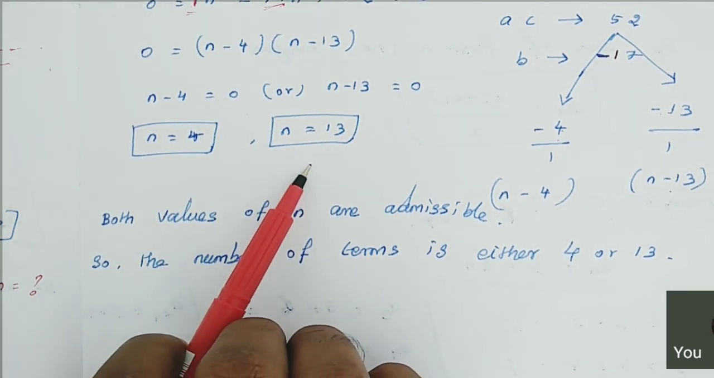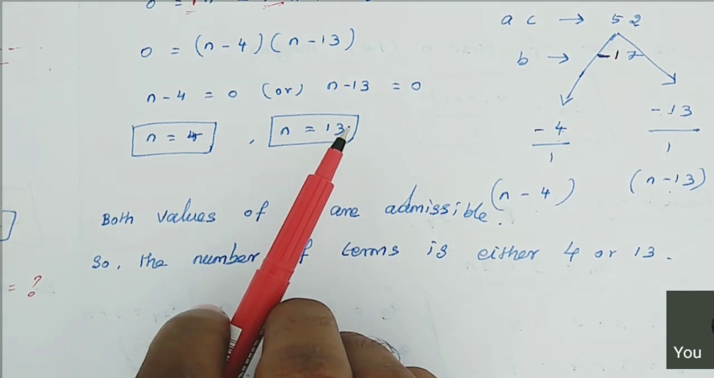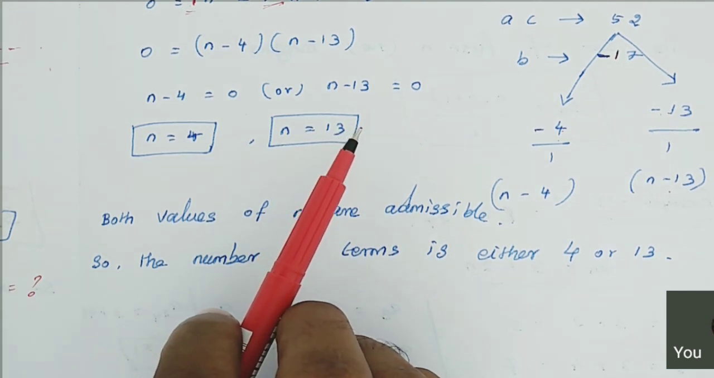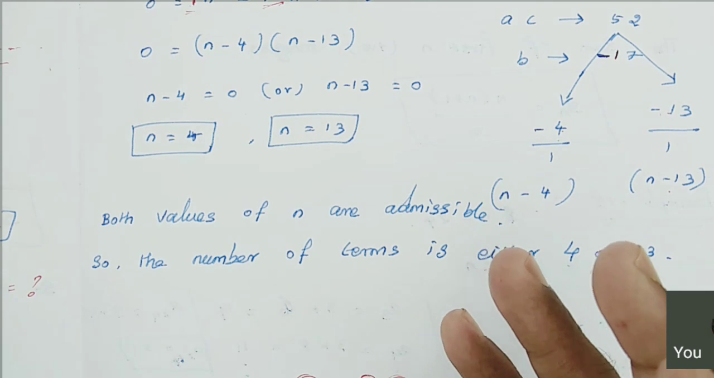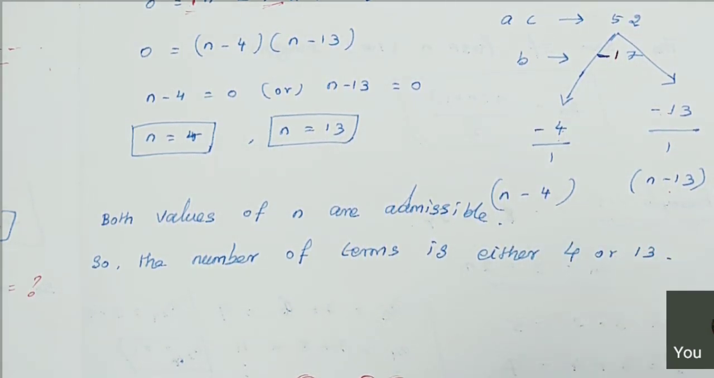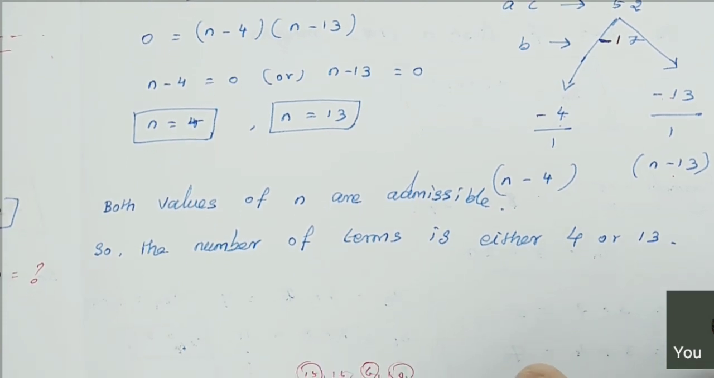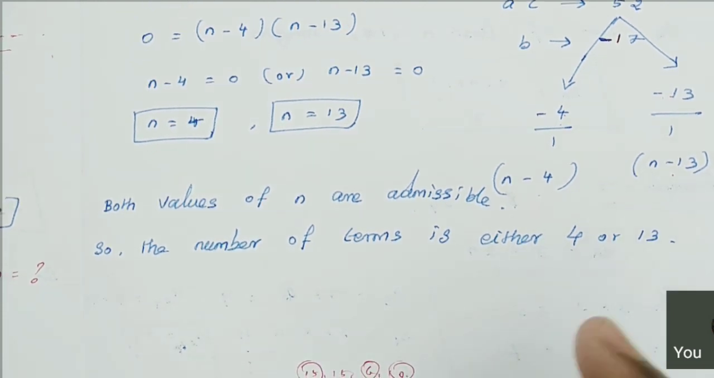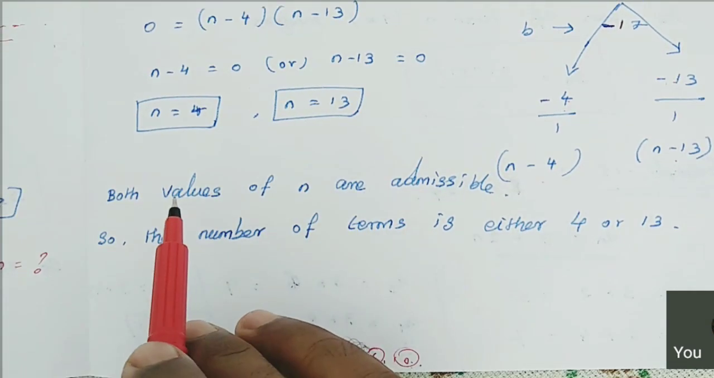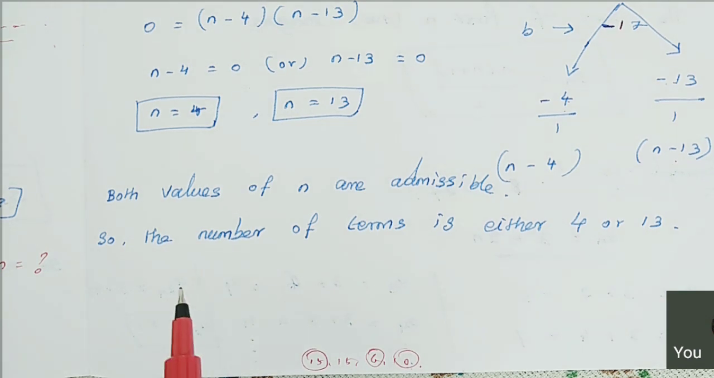Are you clear? So here we have two n values. When we take the first 4 terms or the first 13 terms, the sum will be 78 only. Are you clear? Here we get two values: n is equal to 4 and n is equal to 13. Both values of n are admissible, that means acceptable. So the number of terms is either 4 or 13.